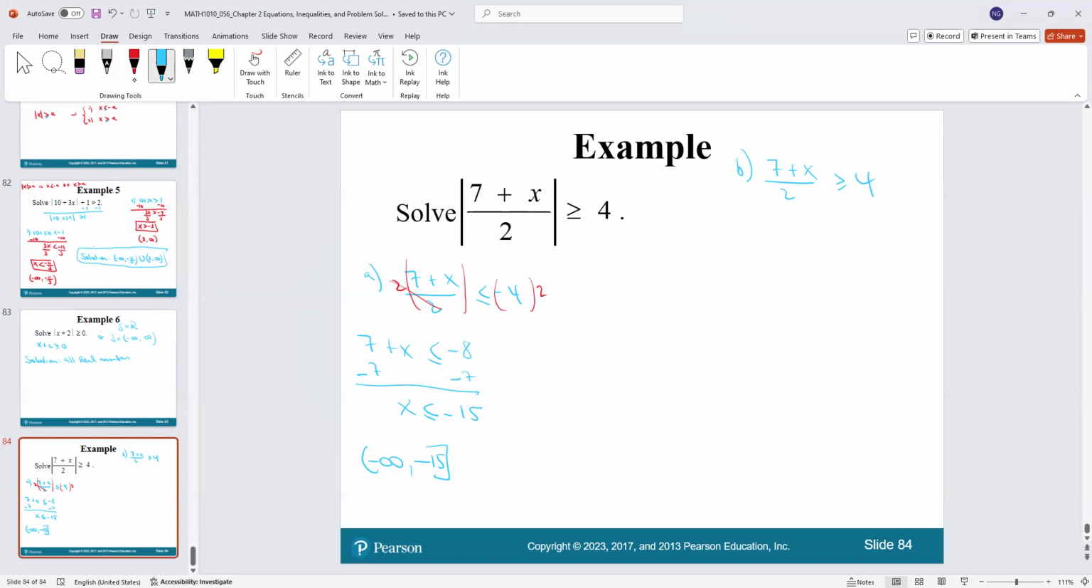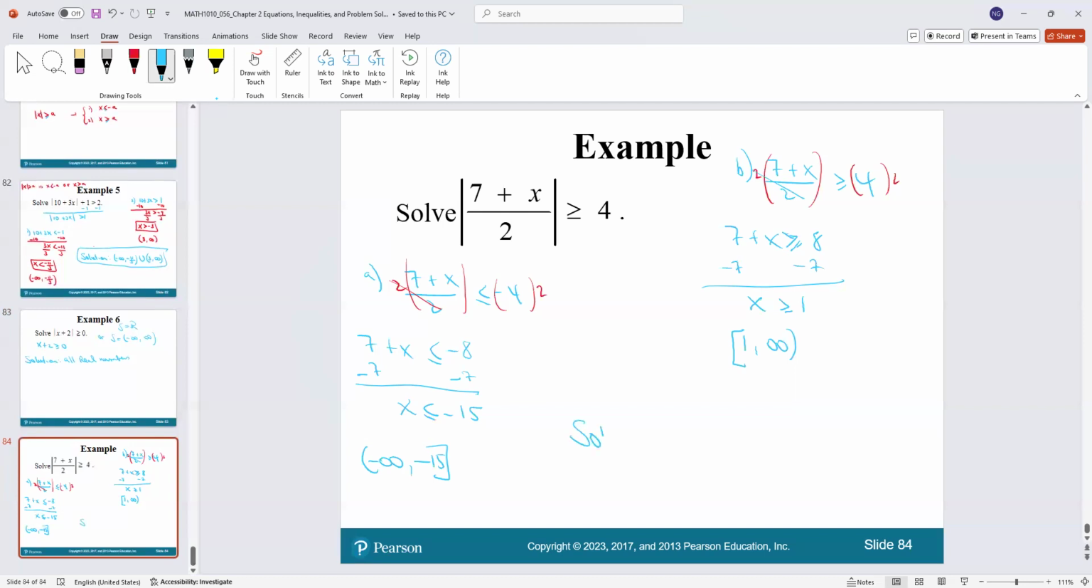That's one side. On the other side, in order to get rid of the 2, we multiply both sides by 2, and we cancel these 2. So we have 7 plus x greater or equal to 8. If we subtract 7 from both sides, x would be greater or equal to 1. So 1 to infinity, but not parentheses, that should be a bracket, because it's greater than or equal to. We start from 1 to infinity. The first one, we start from negative infinity up to negative 15.